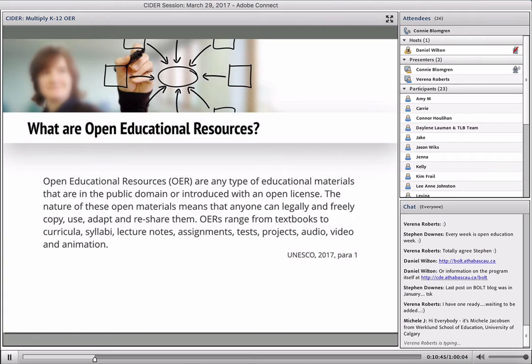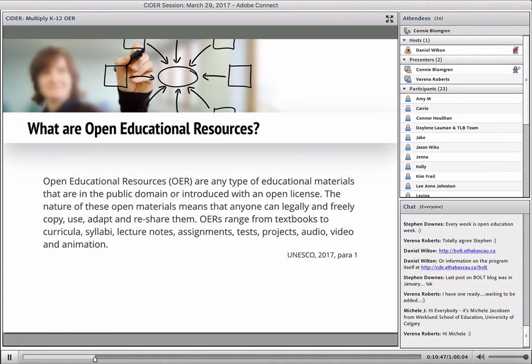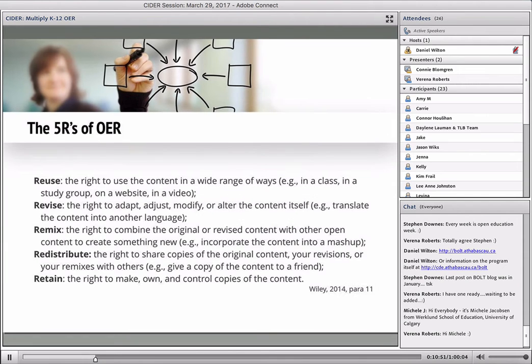these supports for teachers. So here's the definition by UNESCO, and I believe, and then also the five R's of OER, which many of the people in the audience today are probably familiar with. And I'm now going to hand the mic over to Verena.